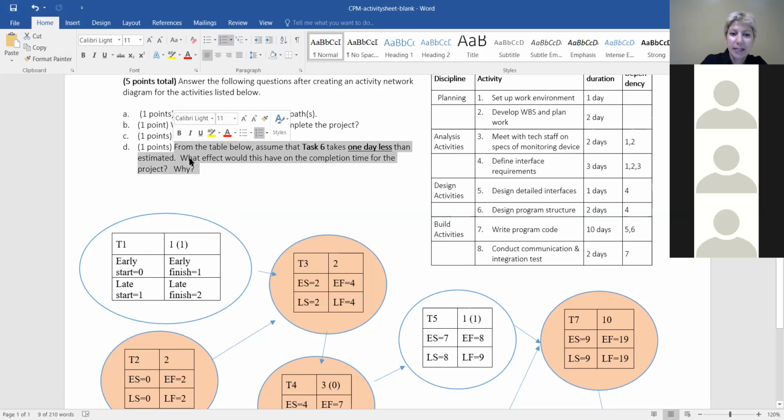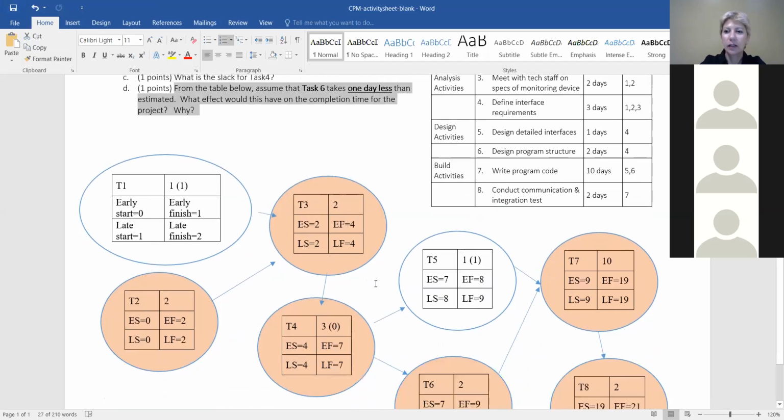So in part D, who can answer again part D? For that one, we didn't need the calculation. What about part D? It says task 6 is taking 1 day less. How would that impact your project completion time? I'm gonna ask someone who is here next on my list. So Chris, how would it impact my completion time? Would it reduce it by a day?